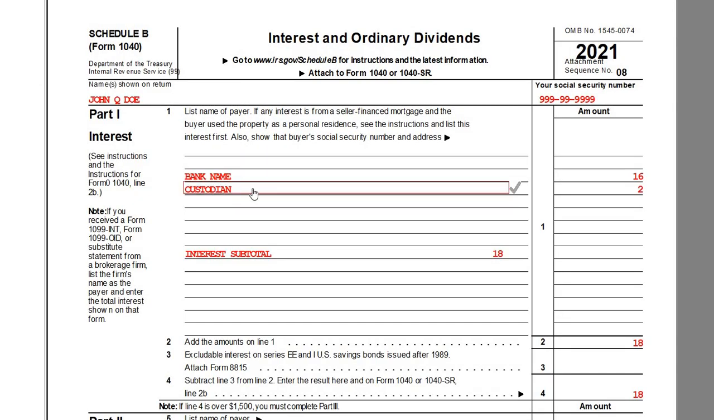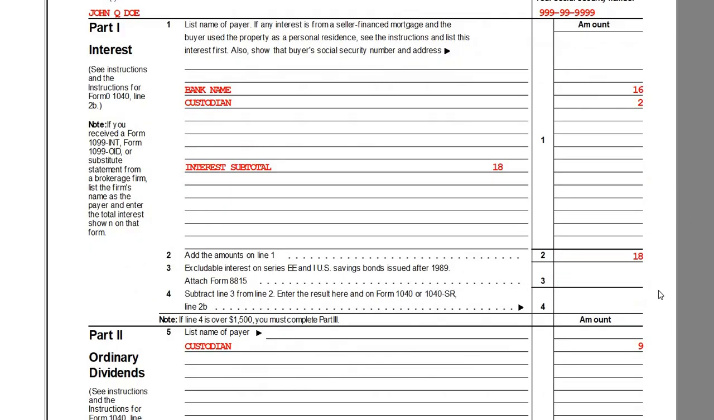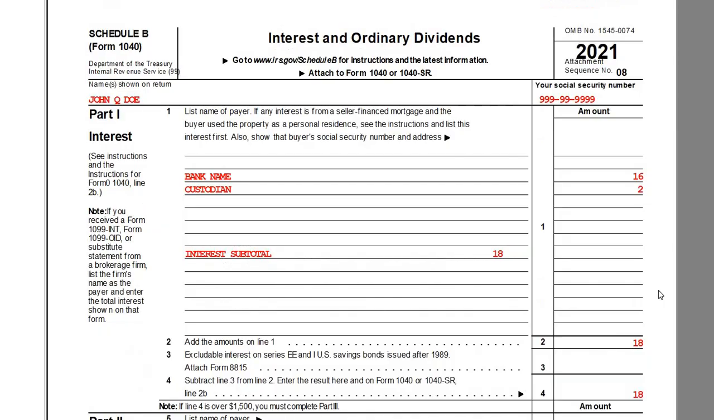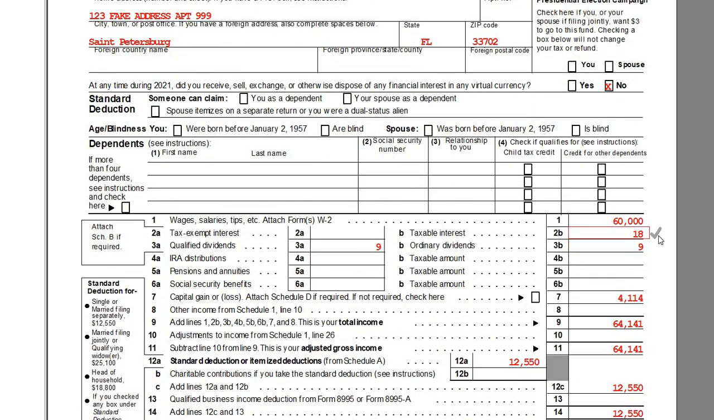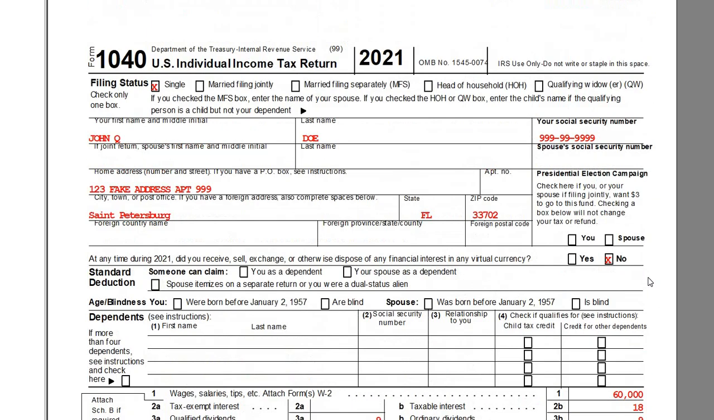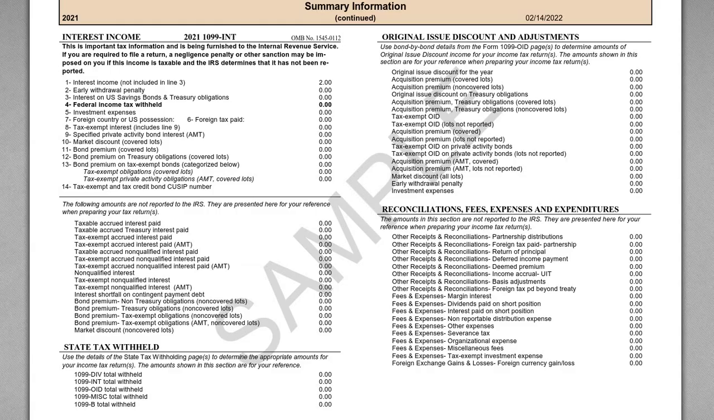And there's our updated amounts from this custodian. So we've got the bank from the previous entry, $16 of interest. We've got our custodian there, $2 of interest. And there's our subtotal of 18, which flows through to page 1 of Form 1040 again, right? So there's our updated figure, $18 of interest income. Okay, so that covers it for the 1099-B.